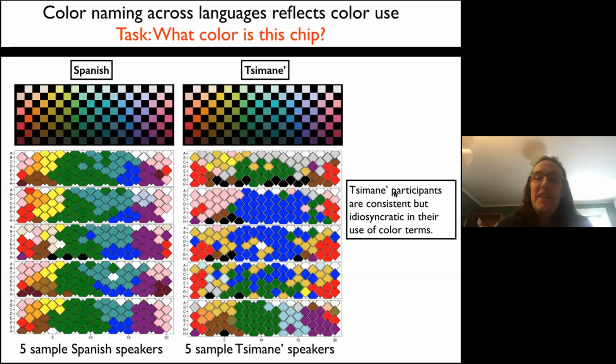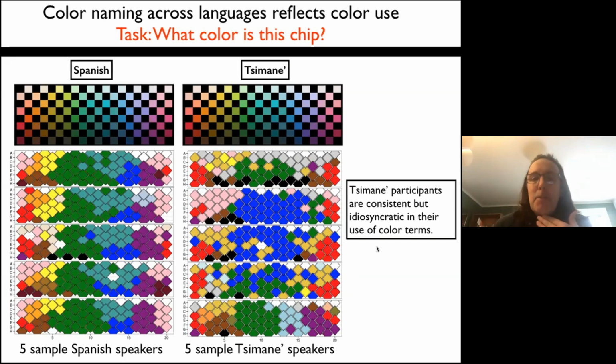So they're individually consistent. And the Chimani are not weird. This is how most of the non-industrialized cultures look around the world. There's a lot of individual variability. If you look at the World Color Survey, you get the same thing. It's not something that people know, because people typically show aggregated data rather than individual data. So they're consistent, but idiosyncratic between people.